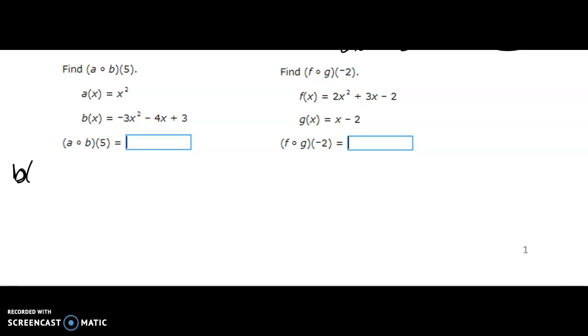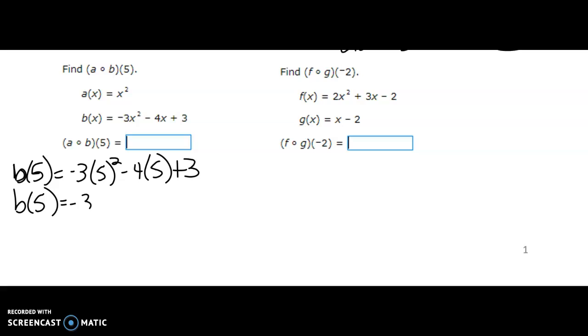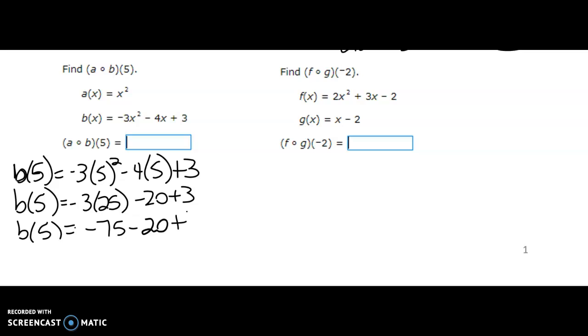B of 5 equals negative 3, 5 squared minus 4 times 5 plus 3. B of 5 equals negative 5 times 25 minus 20 plus 3. B of 5 equals negative 75 minus 20 plus 3. B of 5 equals negative 92.